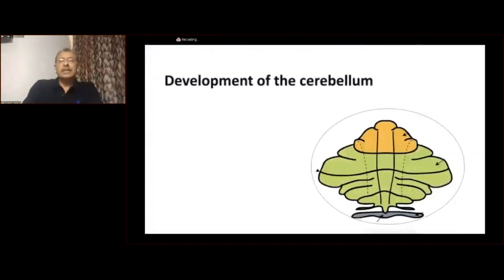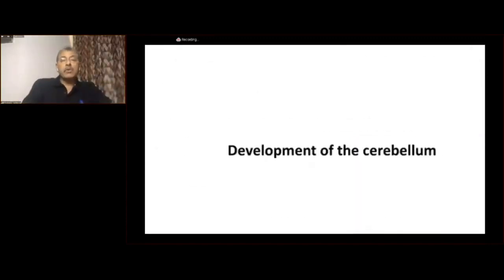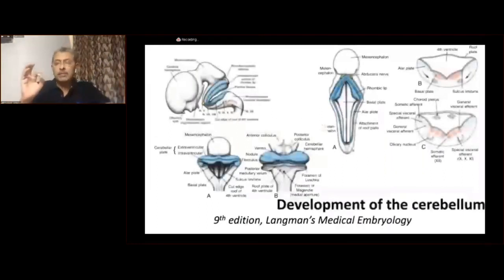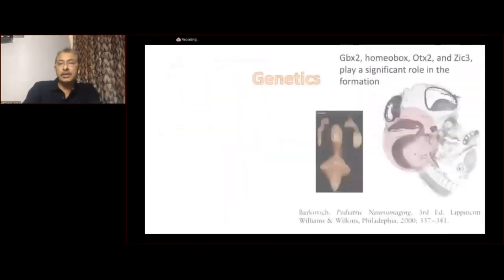Now, there are many parts of the posterior fossa. One is the cerebellar hemisphere, one is the vermis, foramen of Magendie, cisterna magna, Blake's pouch. The confusion about Blake's pouch, we will take it one by one. For the development of the cerebellum, there is one brilliant book, the 9th edition of Langman's Medical Embryology. I have taken quite a lot of references from them, some of the images from them. So I'll share those, and I'll try to make you understand from that.